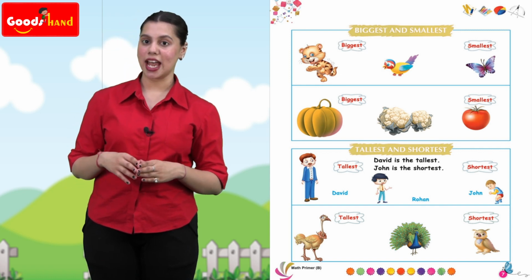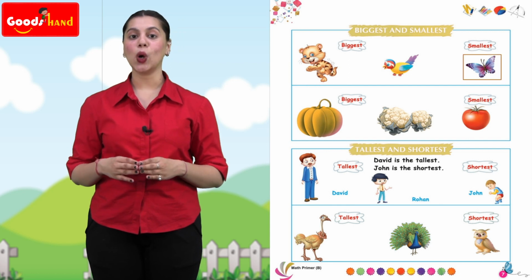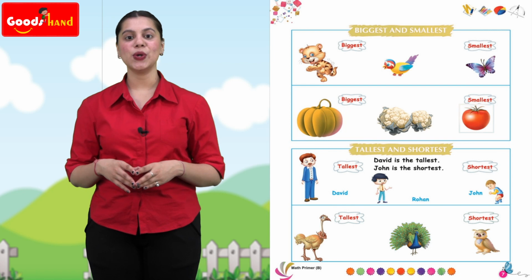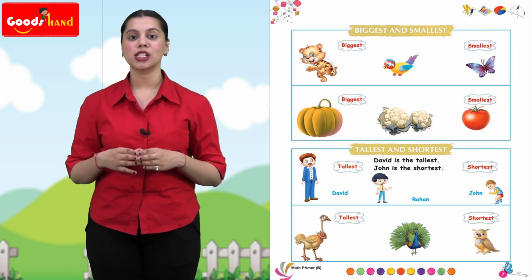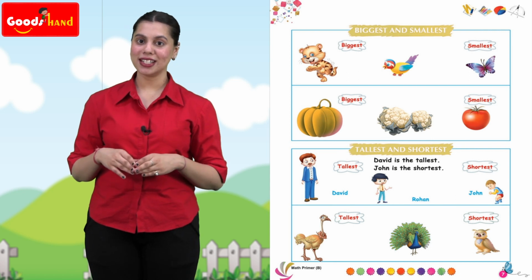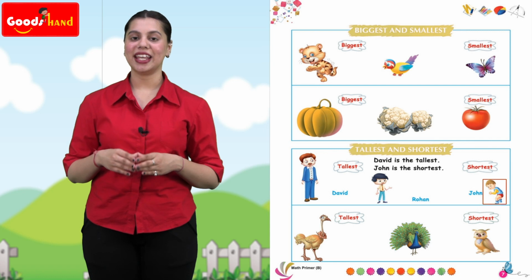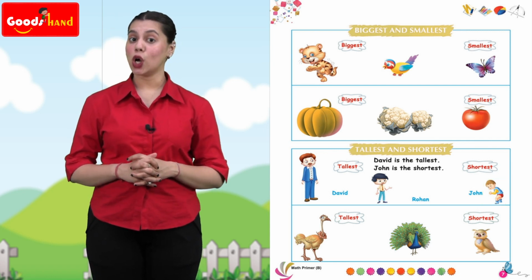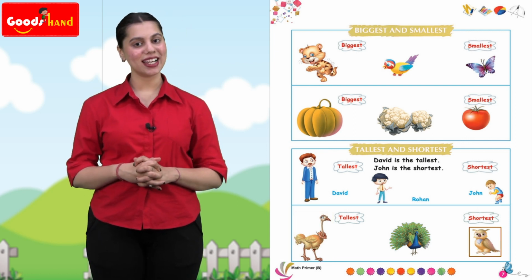Now we have the biggest and smallest. Biggest is the cat and smallest is the butterfly. Now biggest is the pumpkin and smaller is the tomato. Now move forward with the tallest and the shortest. David is the tallest, John is the shortest. Now we will see the tallest and the shortest. Tallest is the ostrich and the owl is the shortest.